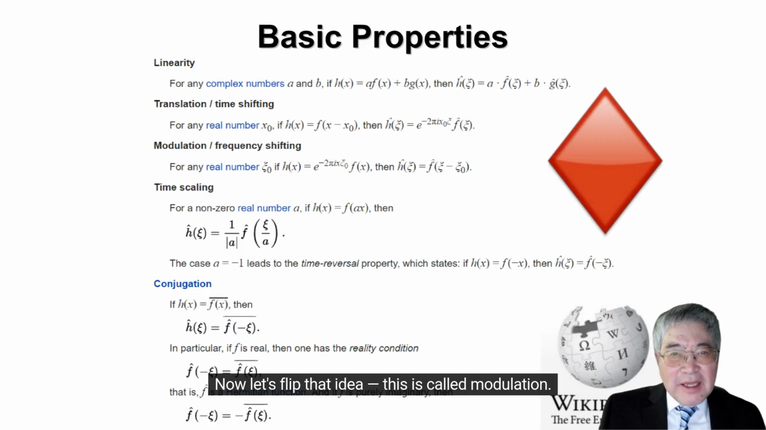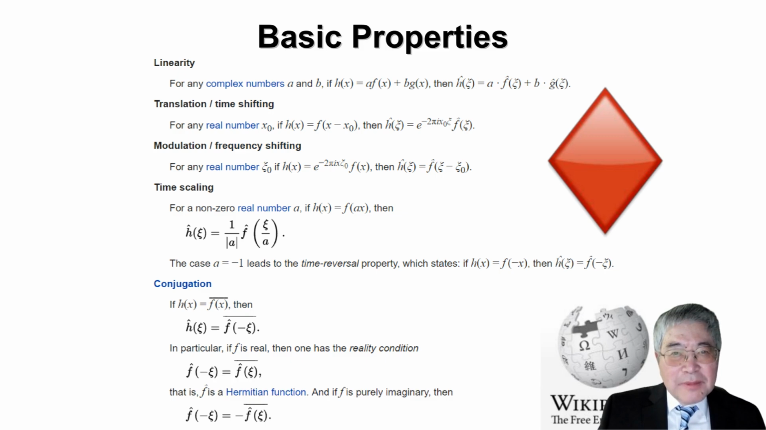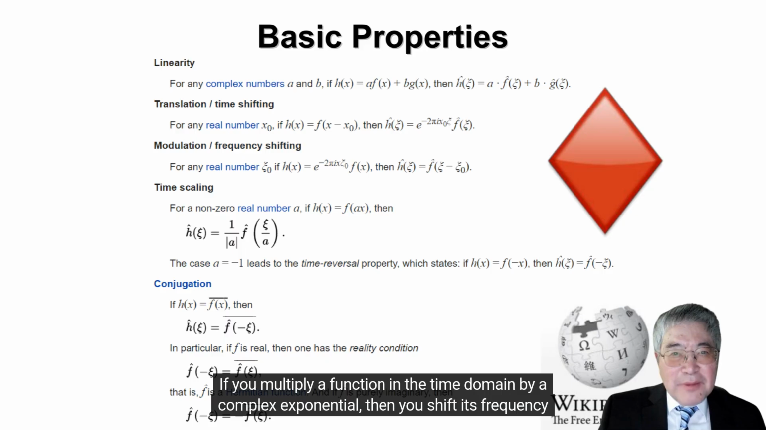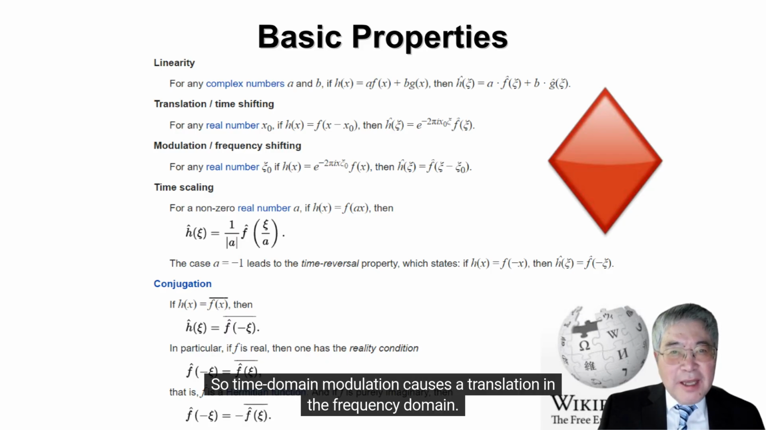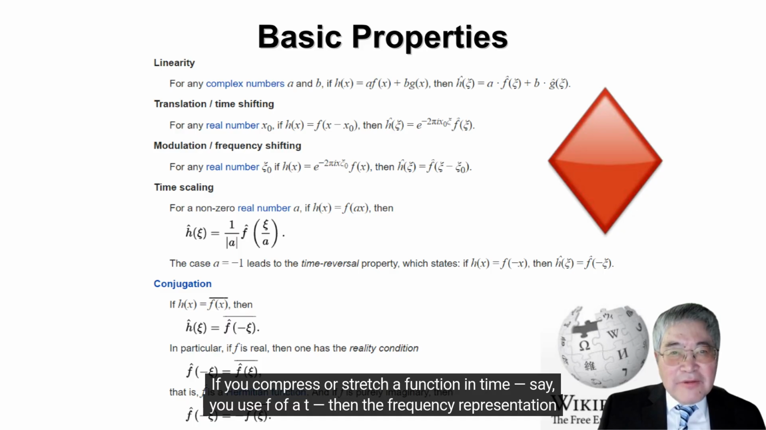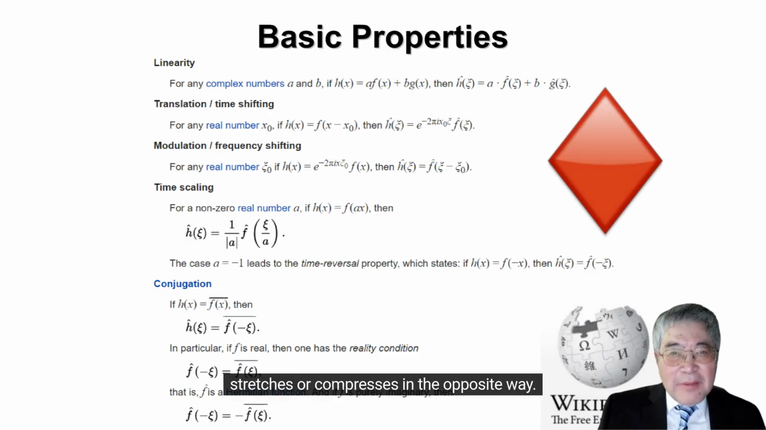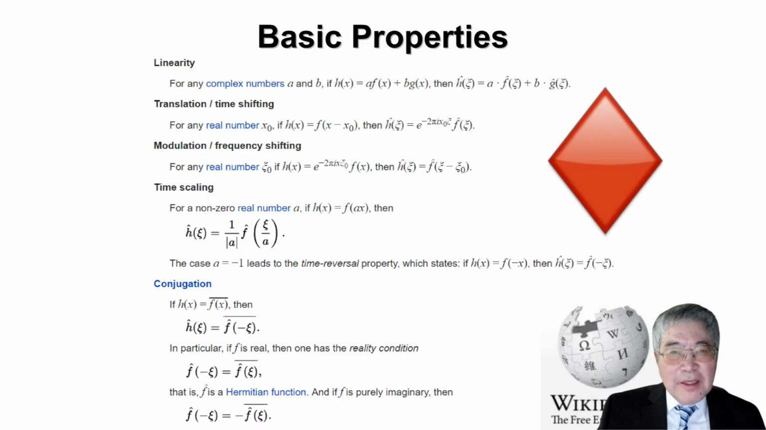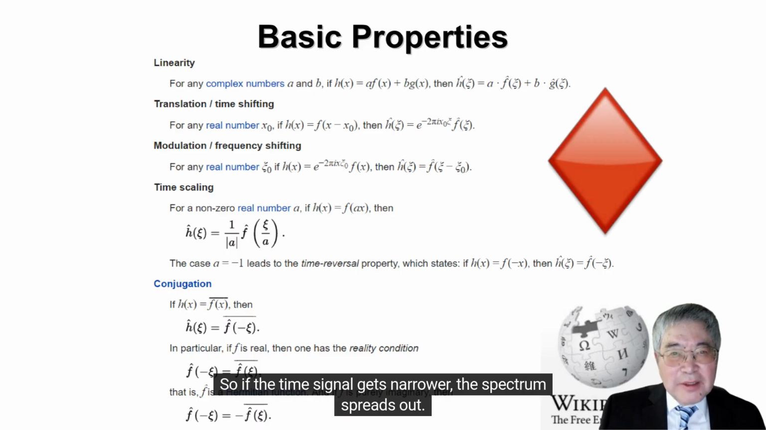Now let's flip that idea. This is called modulation. If you multiply a function in the time domain by a complex exponential, then you shift its frequency content. So time domain modulation causes a translation in the frequency domain. Another important concept is scaling. If you compress or stretch a function in time, say you use f of a t, then the frequency representation stretches or compresses in the opposite way, and the result is scaled by 1 over the absolute value of a. So if the time signal gets narrower, the spectrum spreads out.